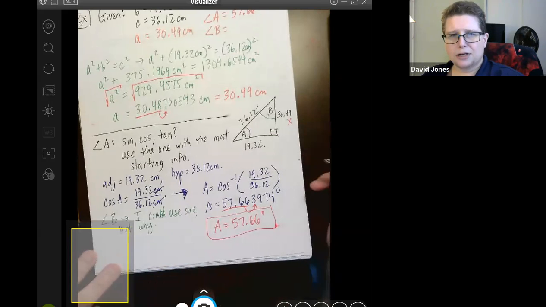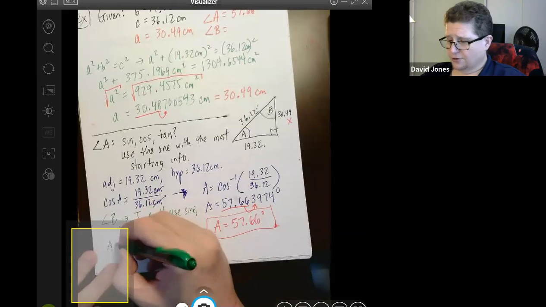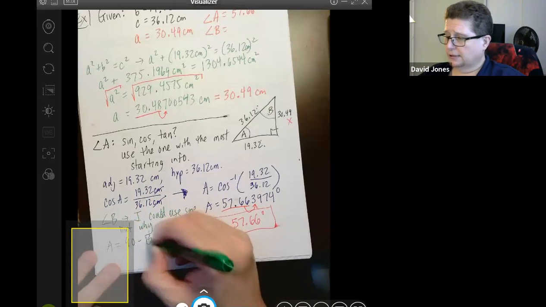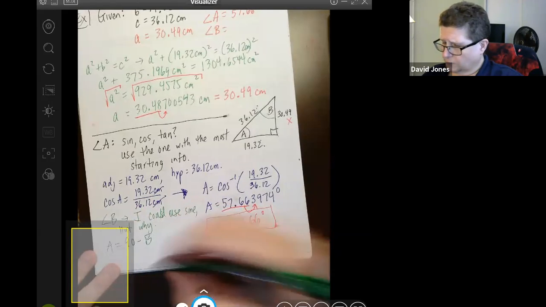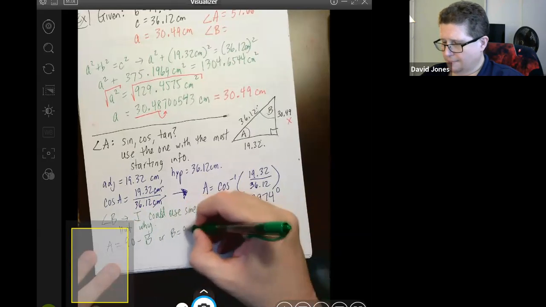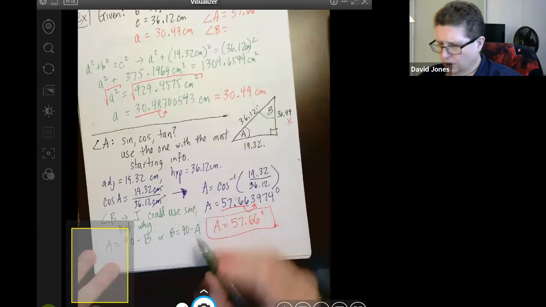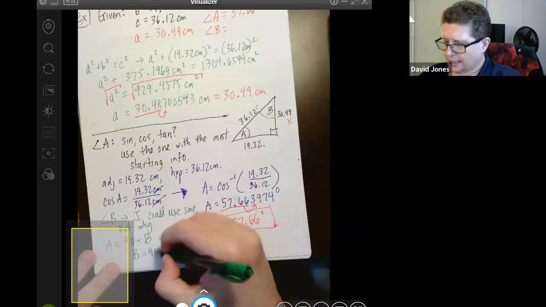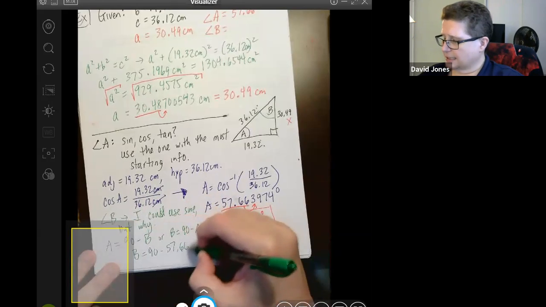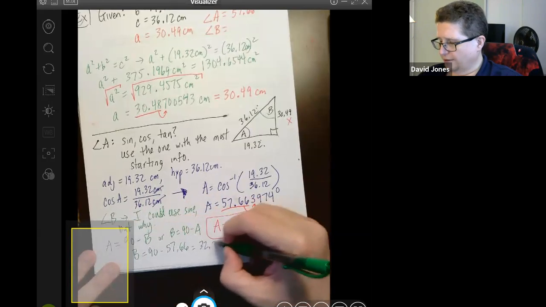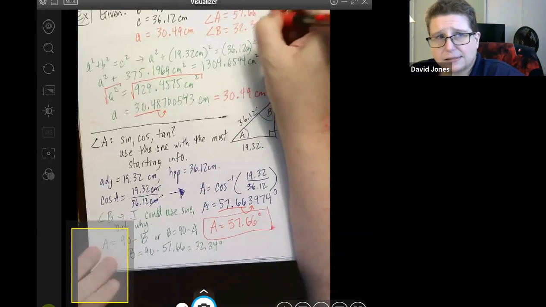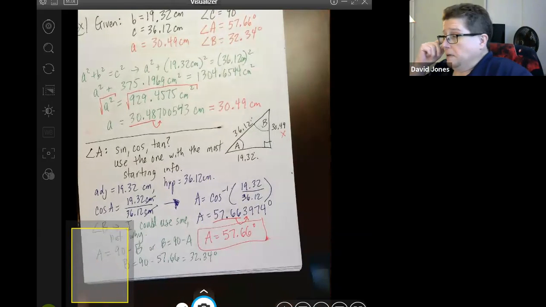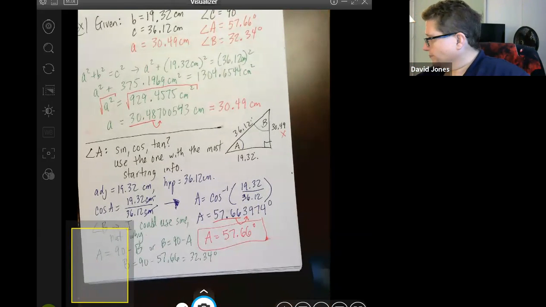A and B are complementary angles. They add to 90 degrees. So therefore, A equals 90 minus B, or B equals 90 minus A. The latter one's more useful here. B equals 90 minus 57.66, which is 32.34 degrees. And ta-da! All done. All right.